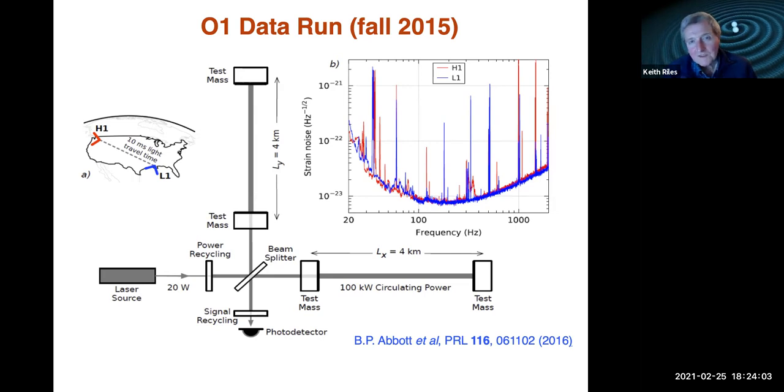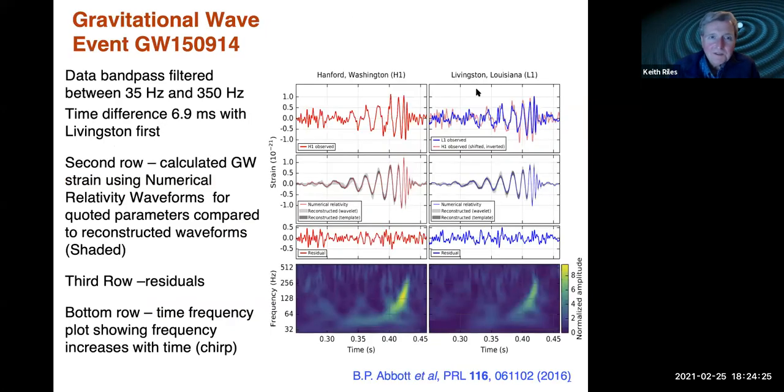If you go through that exercise for the data that we took in the fall of 2015, you come out with a detectable amplitude for a merger of, say, two black holes of several times 10 to the minus 22. So that was the kind of sensitivity we had. And what we saw, our first signal, was stronger than that by a factor of several. So we were able to see it easily.